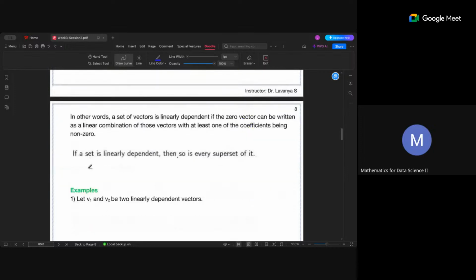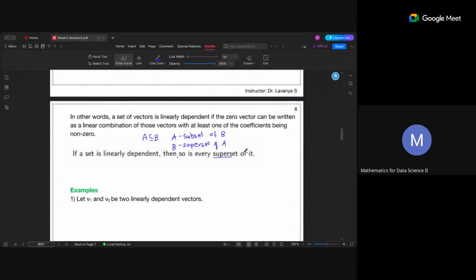Okay, now there is one question here. If a set is linearly dependent, then so is every superset. First of all, many students forget what a superset is. How many of you remember what a superset is? Okay, no issues. It's a very simple concept. We say that A is a subset of B, and B is a superset of A. That's all.